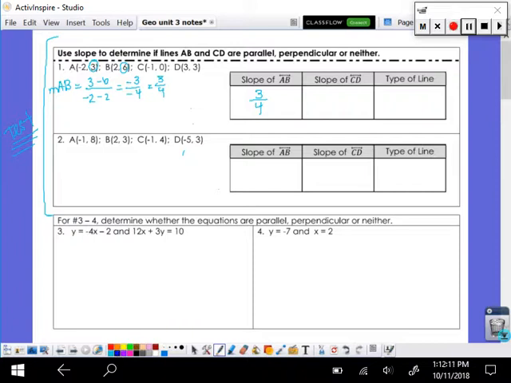Now I'm going to do the slope of CD. So we've got 0 minus 3, and we've got negative 1 minus 3. We've got negative 3 over negative 4, which reduces to 3/4. These slopes are the same. So since they are the same, my lines are parallel.